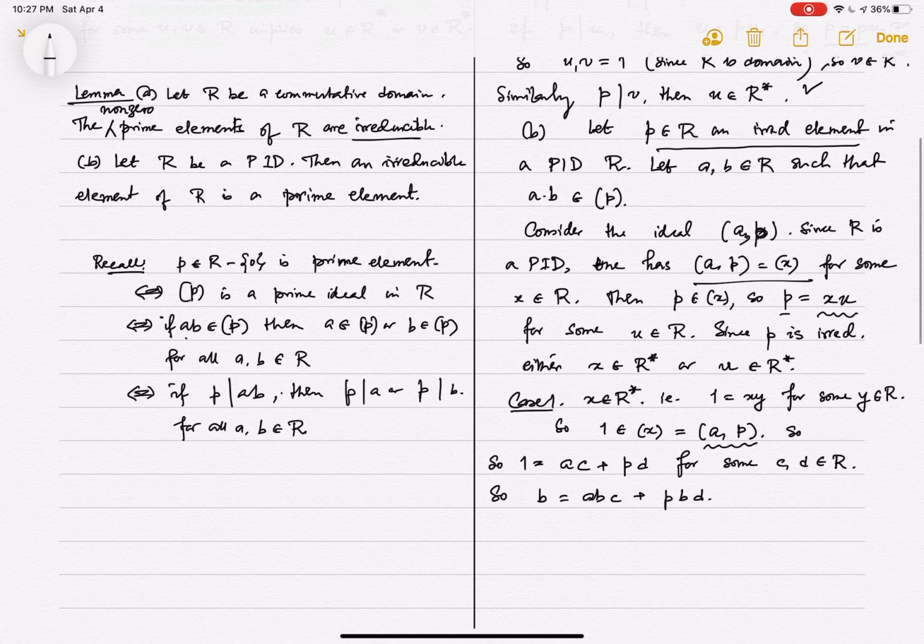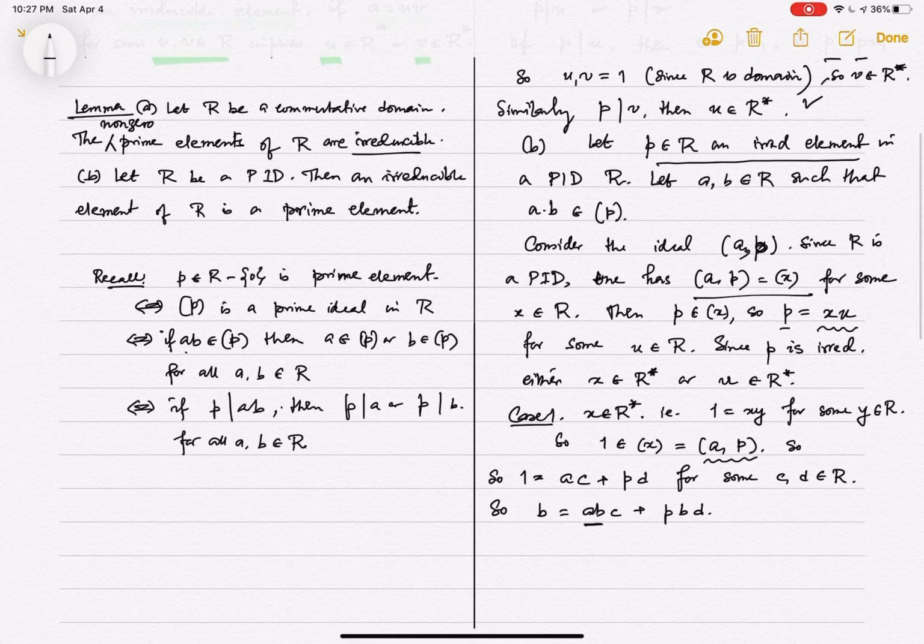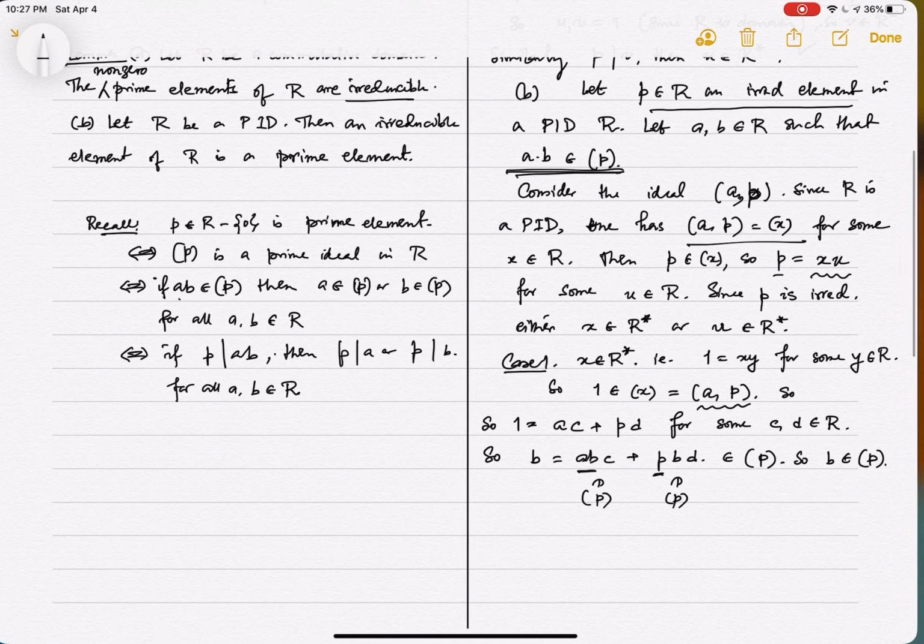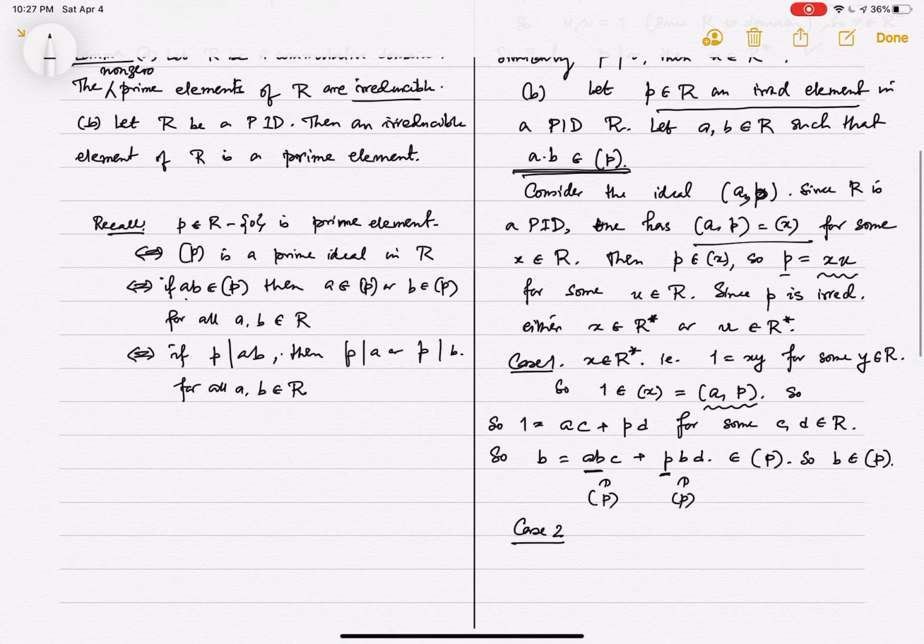And now you look at this expression. This AB is in the ideal generated by P up here, and P is in the ideal generated by P. So this is in the ideal generated by P, this is in the ideal generated by P, so this whole thing is in the ideal generated by P. So B is in the ideal generated by P. And then case 2, so in this case I get B is in the ideal generated by P. Remember, we have to show that either A or B is in this ideal.